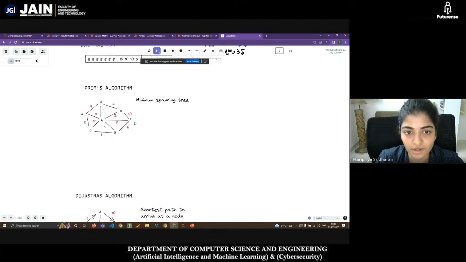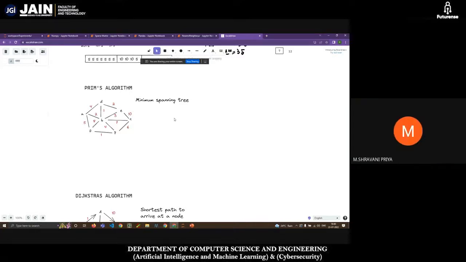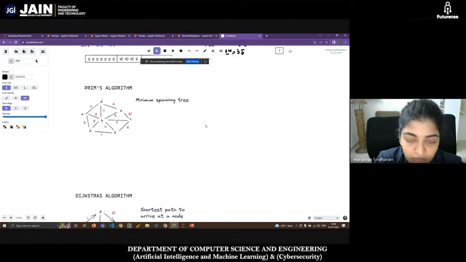So how do you determine the least weighted edge at any given time? How do you traverse? We select a small path, I mean the small weights, and then sum them up. Exactly. But to start with, we can start with any node or any vertex. Yeah, we can select anything.